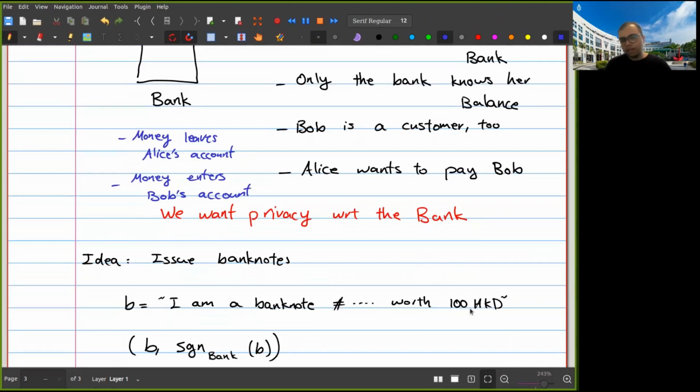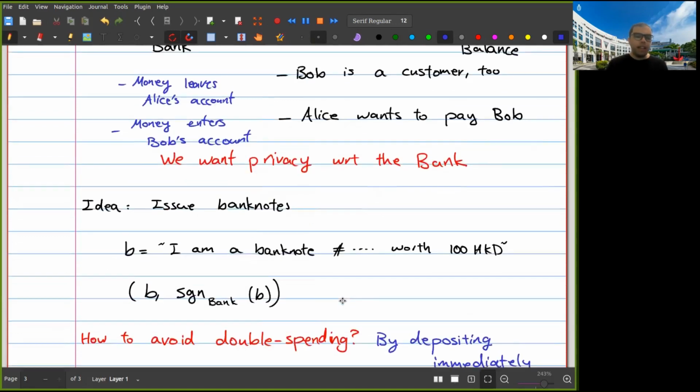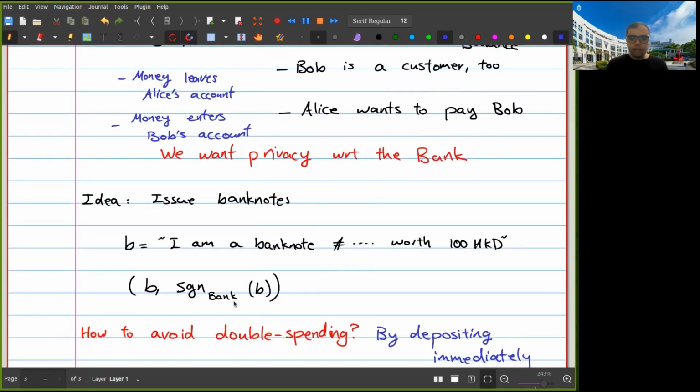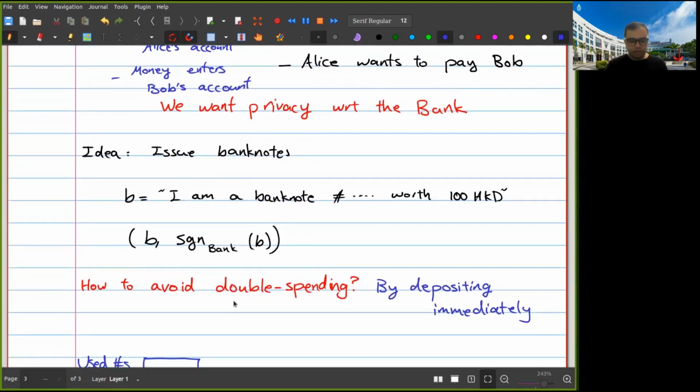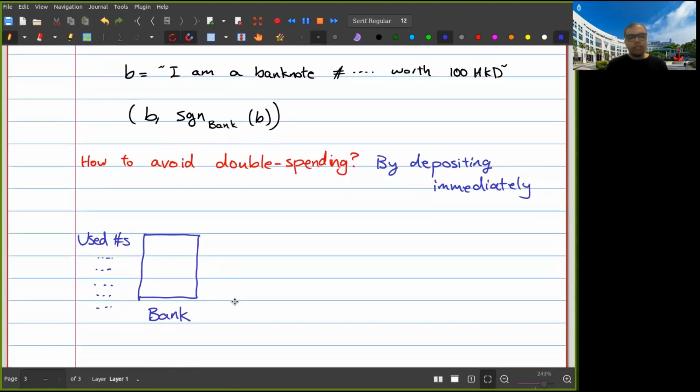Let's say all of our banknotes are worth 100 Hong Kong dollars. So if she wants 1,000 HKD, she just goes there and says, I want 10 banknotes. The bank just creates 10 banknotes with different serial numbers and signs these banknotes, and gives them to Alice. And then if Alice wants to use some of them to pay Bob, she just gives them to Bob. So payment is just sharing the banknotes.